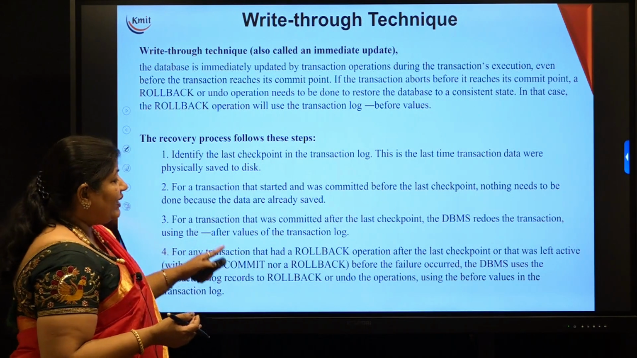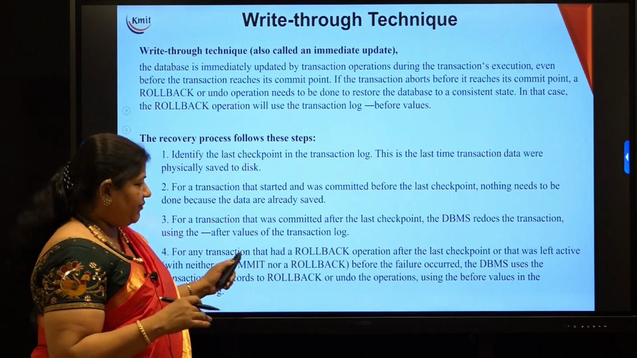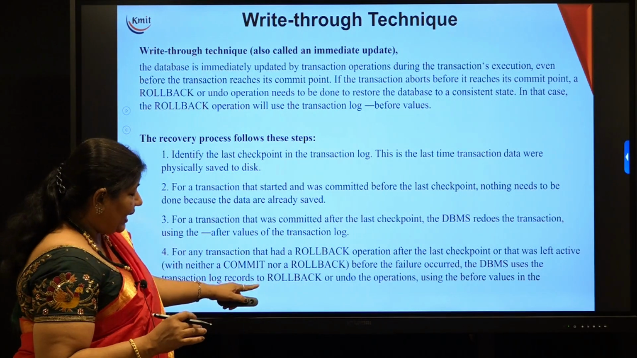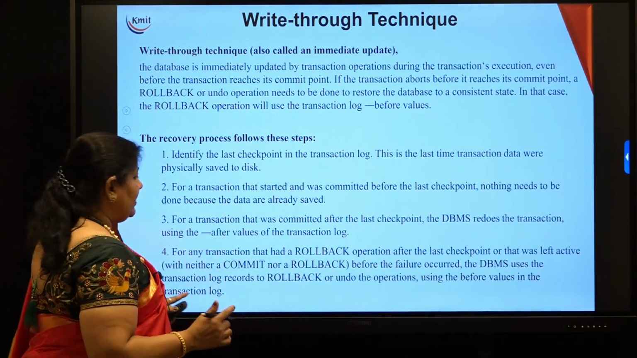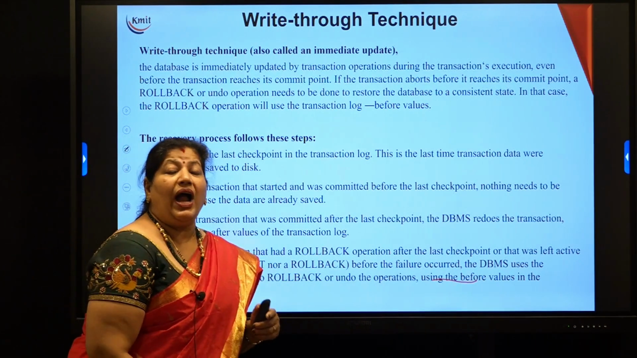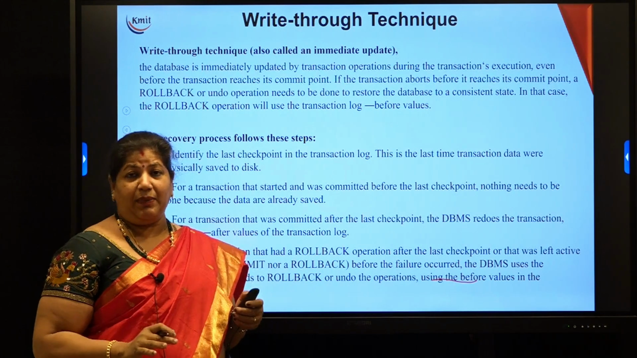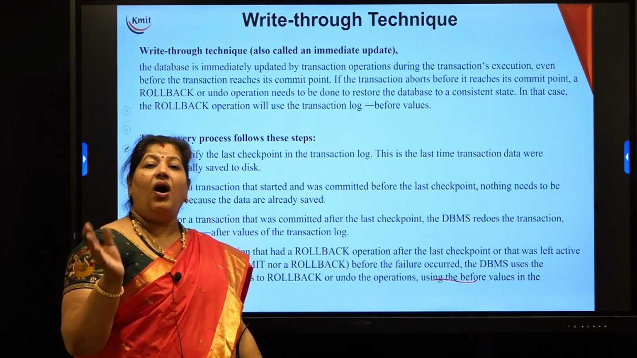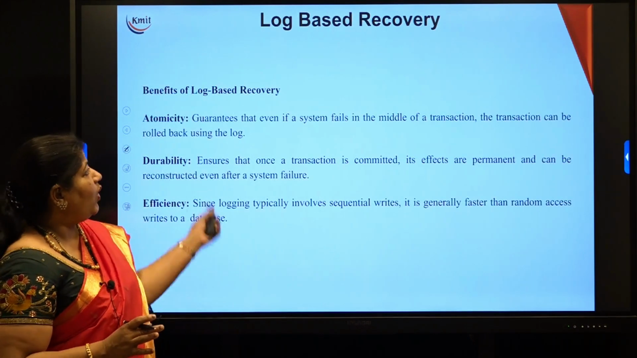For a transaction that had a rollback operation after the last checkpoint or was left active also, the DBMS uses the transaction log record to roll back or undo the operation using the before values. Here it is required, because why do we need to undo? Basically, along with the transaction log, I have updated the database also. But what has happened is it's a rollback situation. So I need to undo the things using the before value. Okay, so this is what is log based recovery.